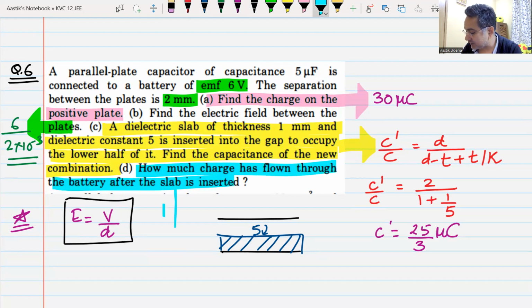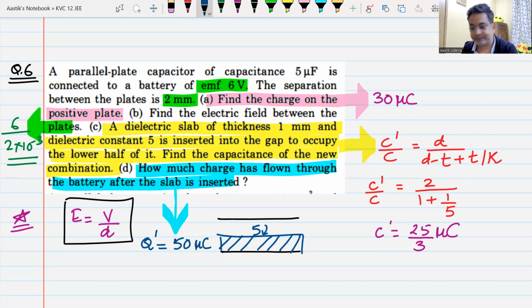What is the charge that has flown through the battery after the slab is inserted? Can you find this out? You have to find out the new charge. New charge Q dash is the new capacitance, 25 by 3, into voltage, which is the same, into 6. 25 by 3 into 6 is how much? 50 microcoulomb. Yes or no?